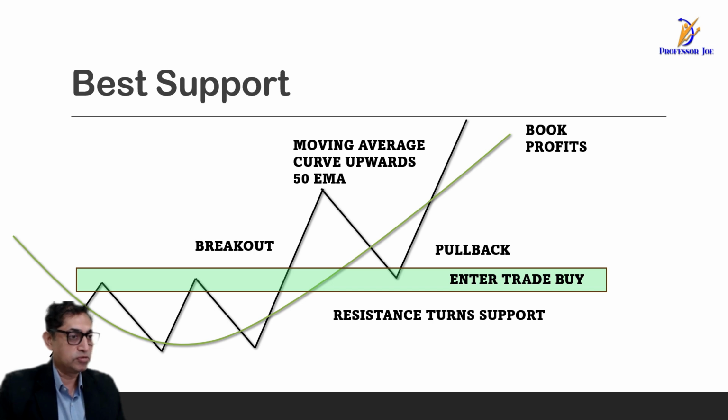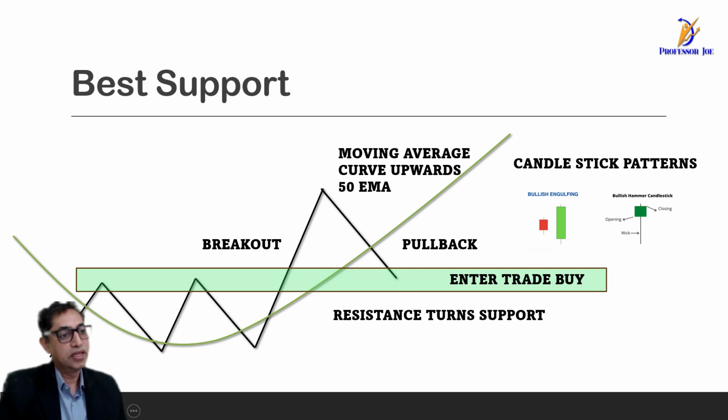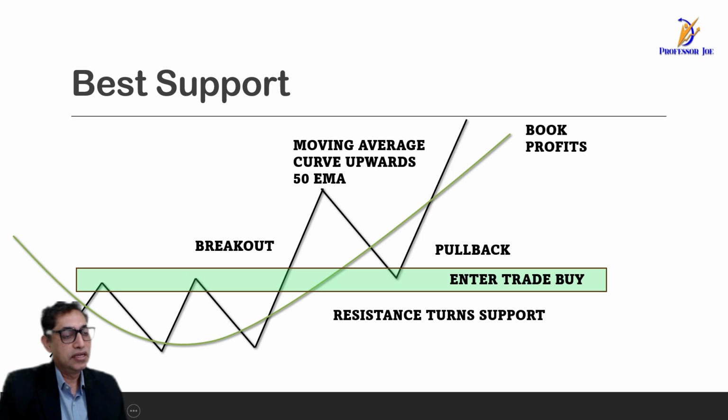So this is what we explained as a perfect support. You see the resistance zone gets converted into a support zone. The price pulls back, a good candlestick pattern appears, and then you wait for the price to reach your profit target. So this is how you're going to buy when you see a perfect support.